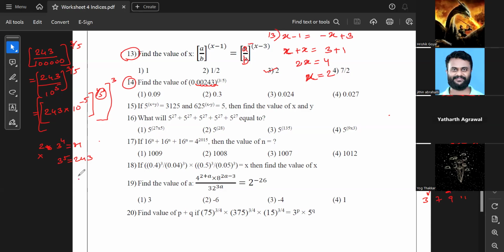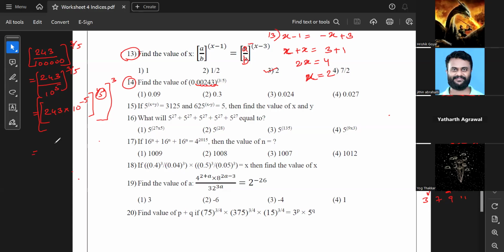Sir, why can't we just do 3 raised to 5, raised to 3 upon 5? And then we just cut 5 and 5, so we had 3 raised to 3. Yeah, I am going to do exactly that only. So now we know that 243 is basically 3 raised to 5.